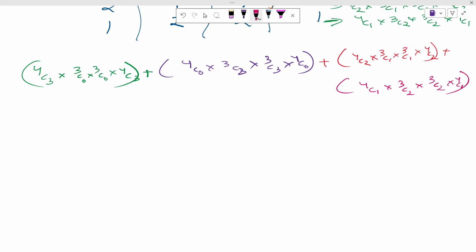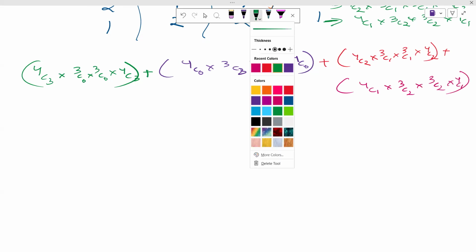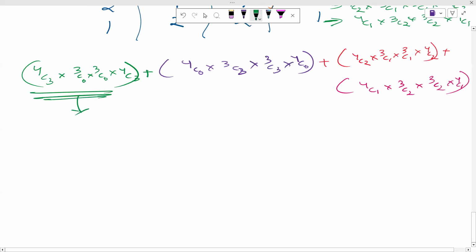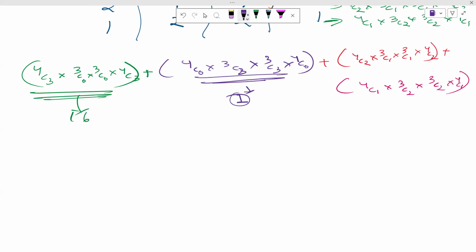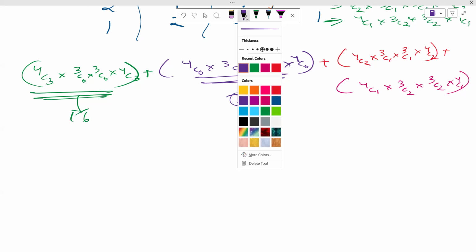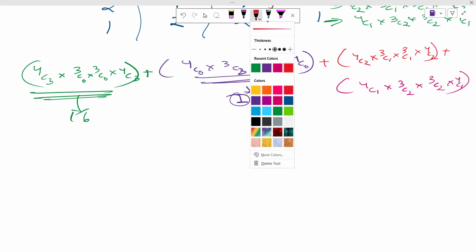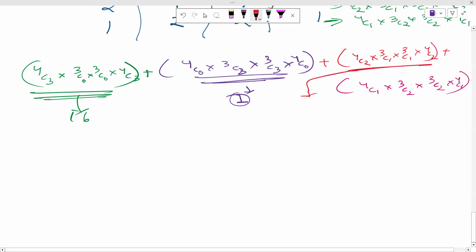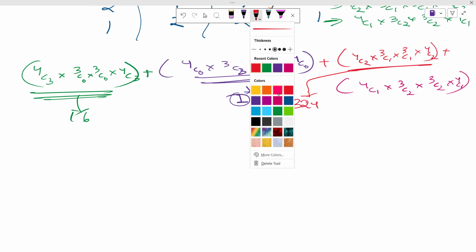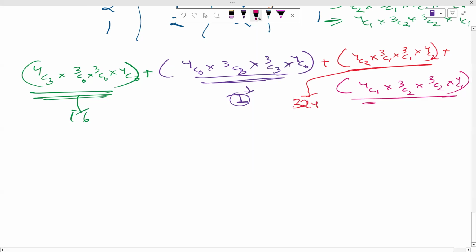Now, let's write the answer. While solving this part, you will get 16. Right? Now, while solving this part, you will get 1. Now, the next part, solve it. While solving this part, I'm getting 324. Please verify, maybe I was wrong. Now, the next part. While solving this part, I will find 144.